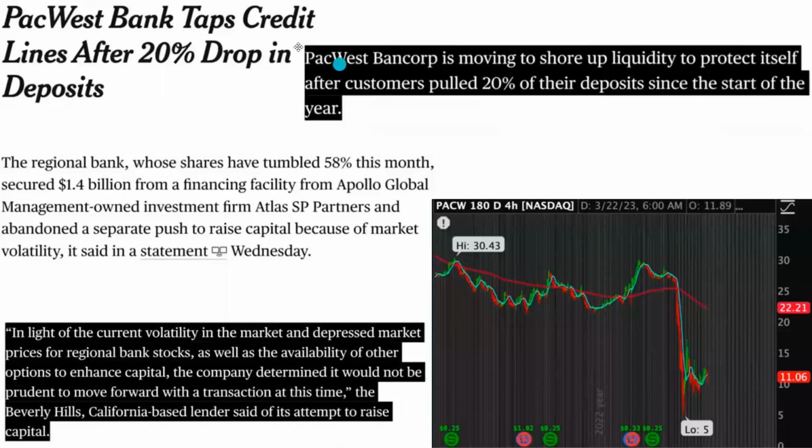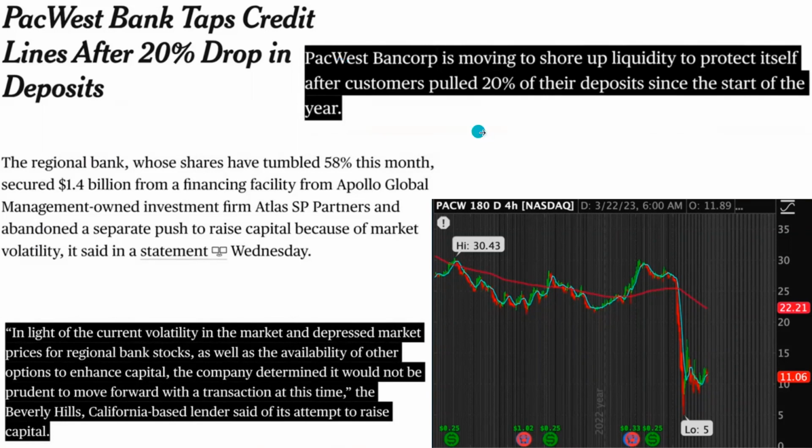Now, PacWest Bank tapped credit lines after a 20% drop in deposits. PacWest Bank Corp is moving to shore up liquidity to protect itself after customers pulled 20% of their deposits since the start of the year. Remember, I told you guys that whenever you hear a bank is moving to shore up liquidity, what they're doing is selling treasuries a lot of the times. So that's why you're seeing extreme volatility in the bond market, and especially things like the 2-year yield, because you have a lot of these banks who are in tough positions. And so they're trying to get liquidity and liquidate their treasury position so they can have some cash.